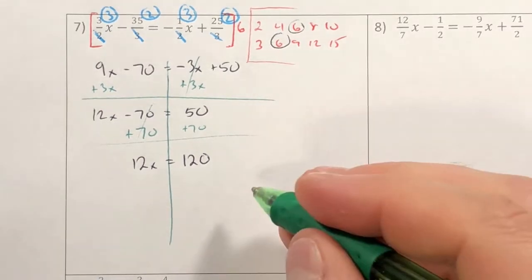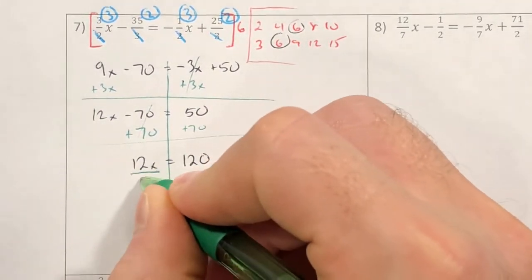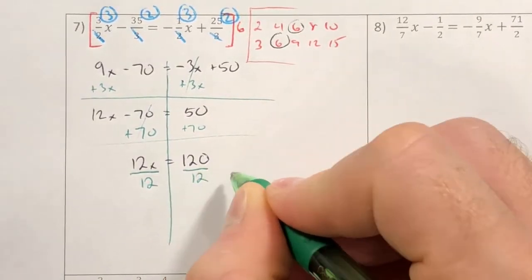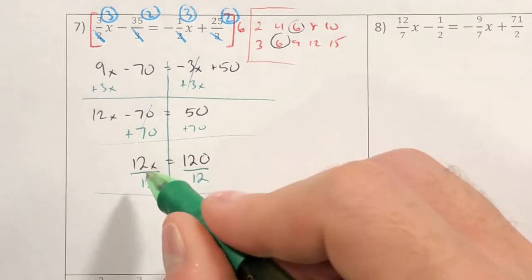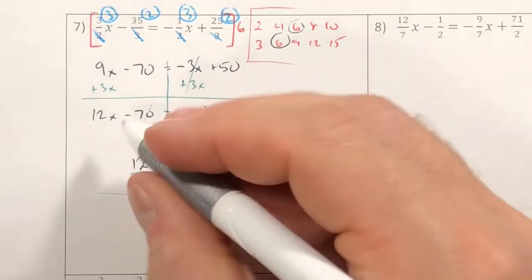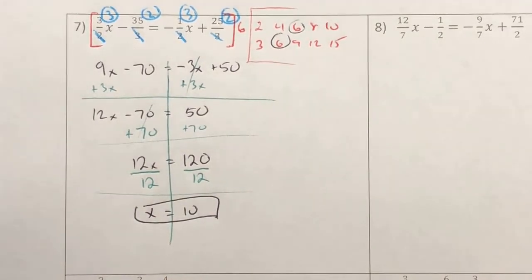Same thing with this 12. I don't want it to be multiplied by x, so I'm just going to get rid of it by undoing it by dividing by 12. I don't really care what happens over here. I just want to get rid of it on the left, and I have to keep things equal, so I do the same thing on the right. So x equals 10. And there we go.